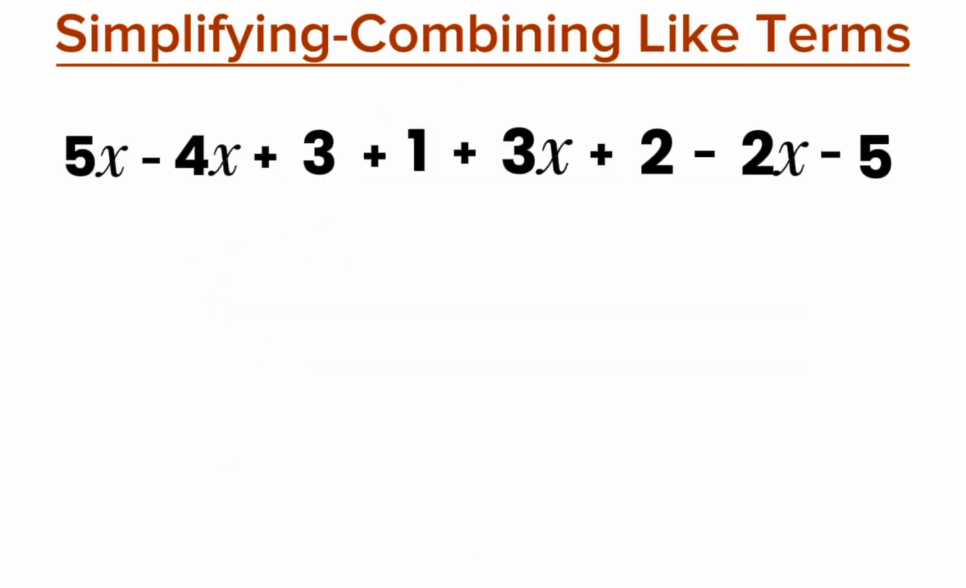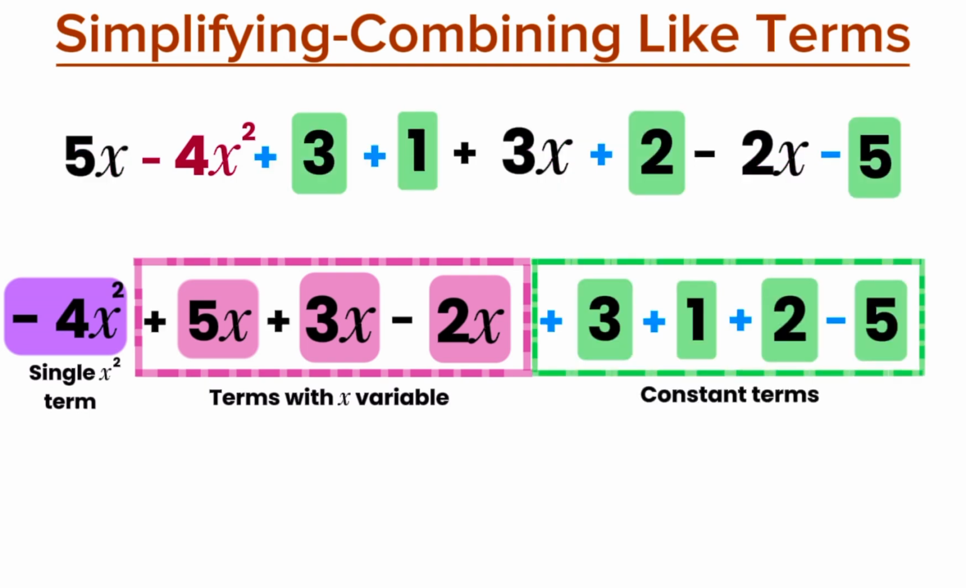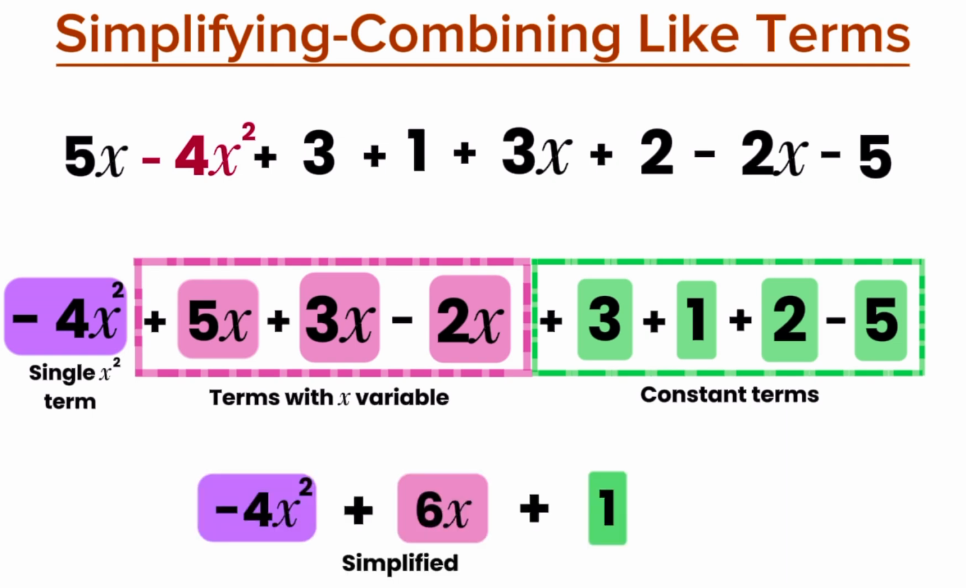Okay, now let's revisit this expression to which I changed minus 4x into minus 4x squared. Let's group the like terms and simplify. We have minus 4x squared. There are no like terms for it to group with. We group the x variable terms and then we group the constants. Now add and subtract the like terms to get a simplified expression, minus 4x squared plus 6x plus 1.